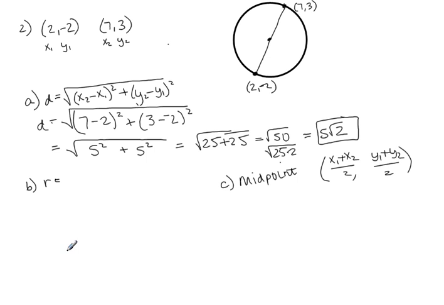Now when I go on to part B to find the radius, we know that the radius is going to be half of the length of the diameter. So if I take that 5 square roots of 2 and divide it by 2, it'll give you the radius.